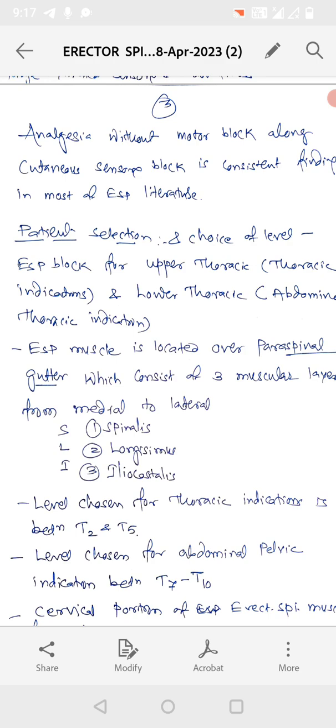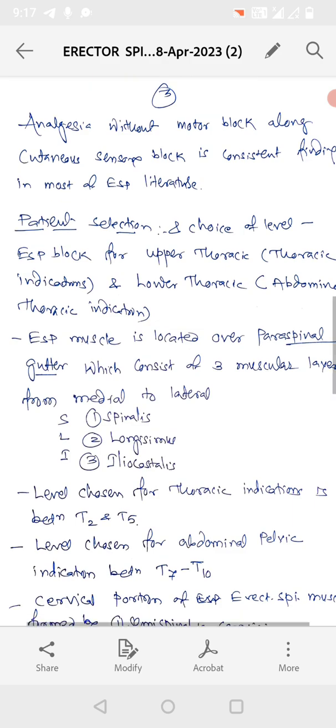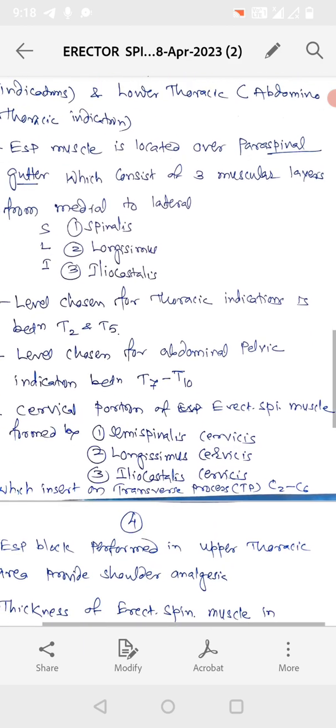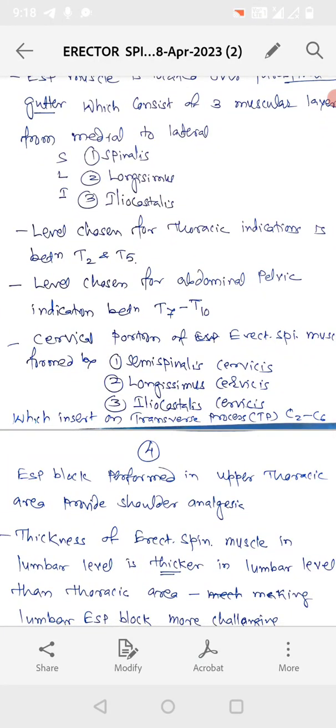Now we will see the patient selection and choice of level. ESP block has upper thoracic and lower thoracic indications. The erector spinae muscle is located over the paraspinal gutter, which consists of 3 muscular layers. These layers from medial to lateral are SLI, that means spinalis, longissimus, iliocostalis. The level chosen for thoracic indication is between T2 and T5. The level chosen for abdominal and pelvic indication is between T7 and T10.